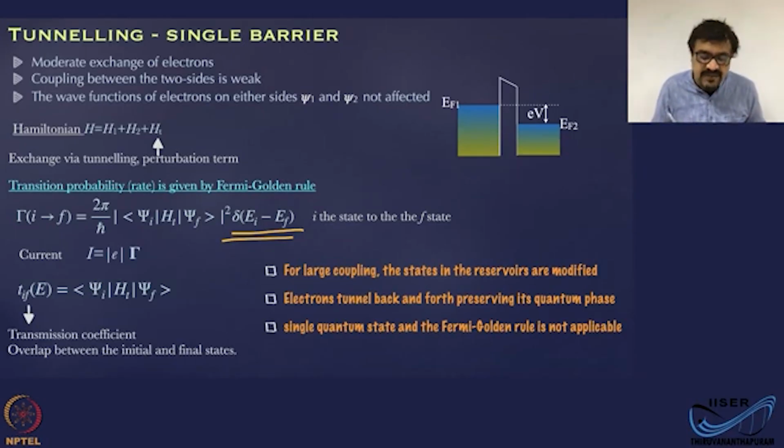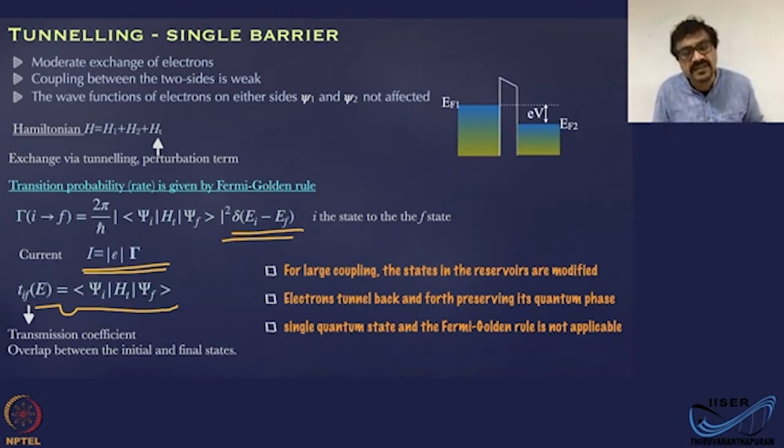Okay. The current through the tunnel barrier is given by the charge times the tunnel rate. Okay. And this Tij, which we write in short for this tunneling matrix element, psi i HT psi f, okay, TIF, and this is the transmission coefficient, okay.